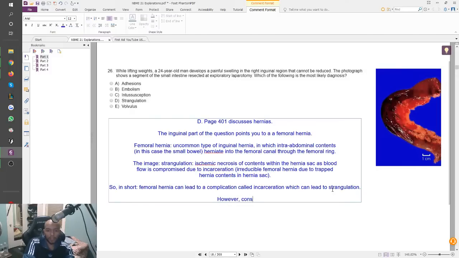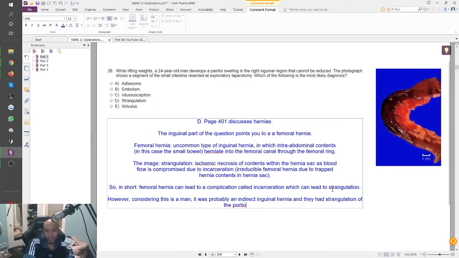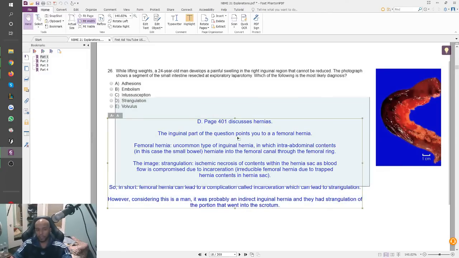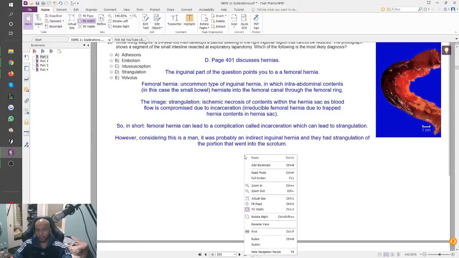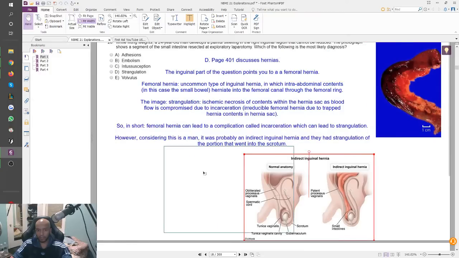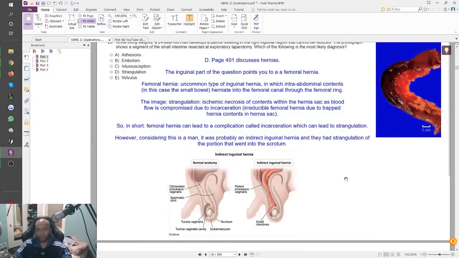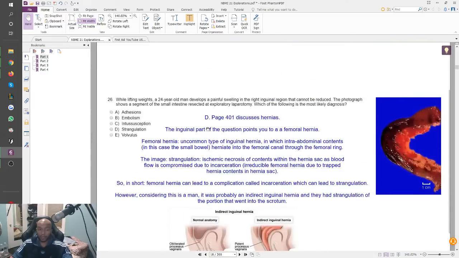However, considering this is a man, it was probably an indirect inguinal hernia and had strangulation of the portion that went into the scrotum. Right, so that's more likely what's happening, just to be complete. I'll put this here too. All right. Anyway, pretty straightforward question again.